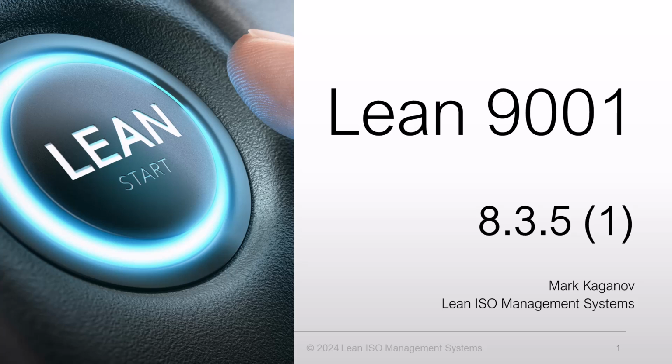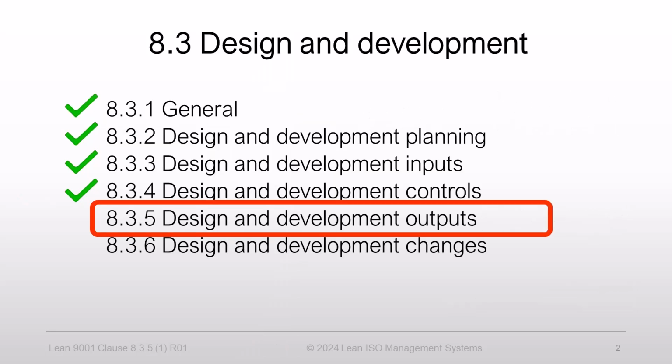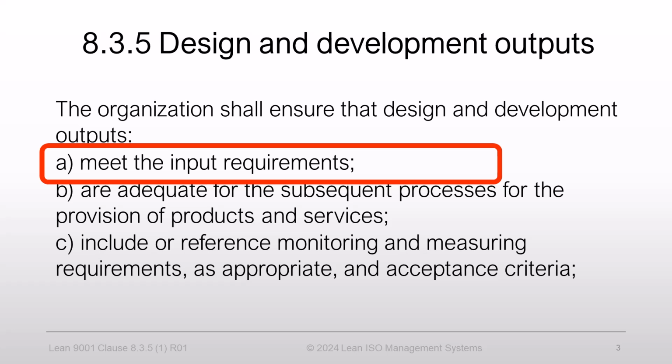This is Mark. So far, we have covered 4 elements of Clause 8.3. Let's move on and talk about Subclause 8.3.5 Design and Development Outputs. We will start from the first point, A, which expects design outputs to meet the inputs. Before we begin, let's identify what constitutes these two terms, input and output.